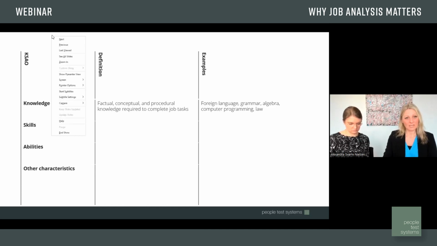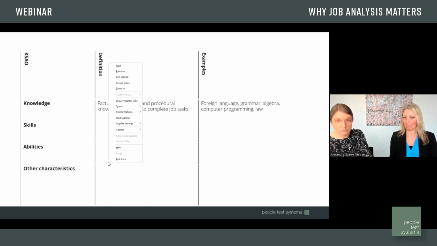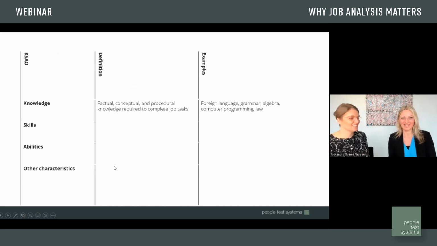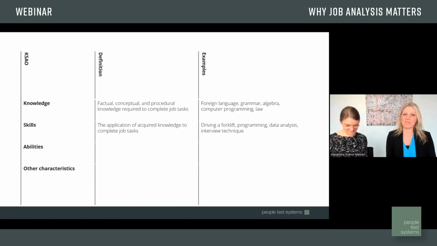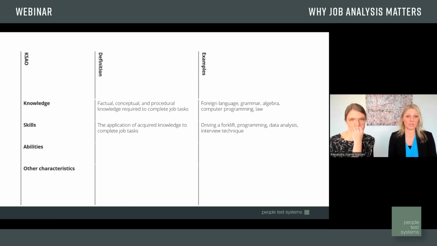Another thing is the skills. The skills are about the ability to use the knowledge in different job tasks, using the relevant knowledge there. That could be, for example, having a driving license, or having interview techniques, or certain IT skills. So it's more the ability to use the knowledge and put that into a context.